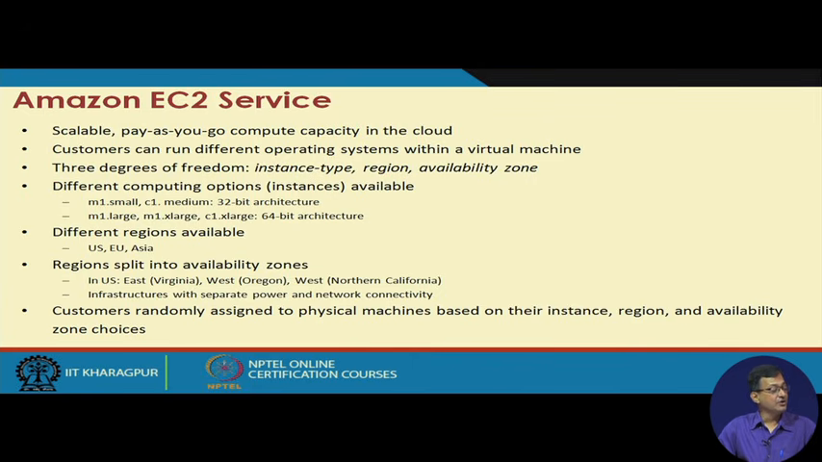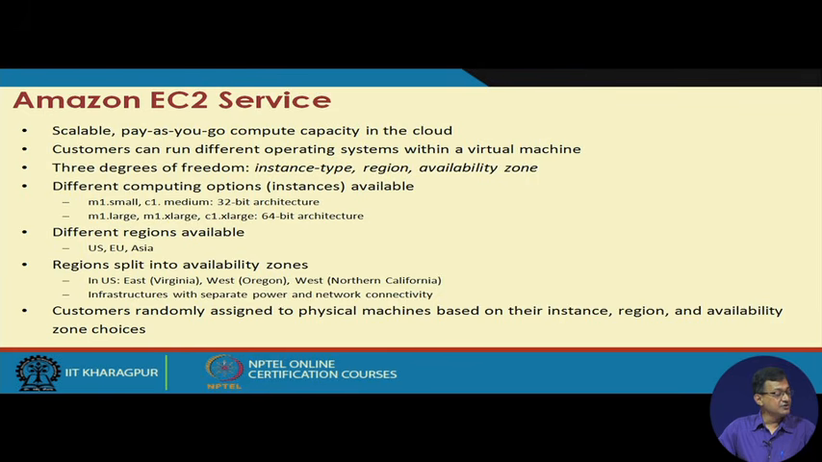There are computing options, with instances available such as M1 small, M1 medium, 32-bit architecture, M1 large, M1 extra large, and so forth. These are the different instances available. There are also different regions available: US, EU and Asia. This is what the paper describes, from when they did it in 2009.